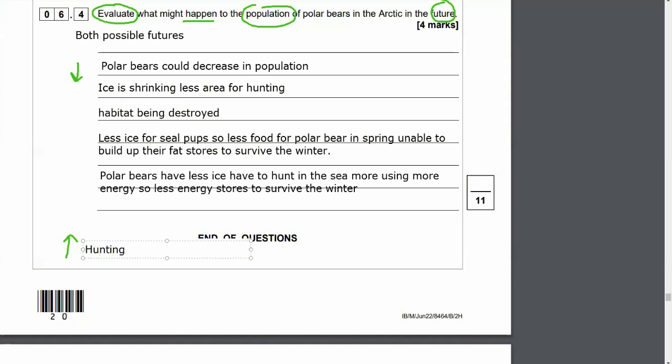We were also told that they had decreased in mass and height, and that all goes to the fact that they're using up more energy and less able to store those fat stores to survive the winter.